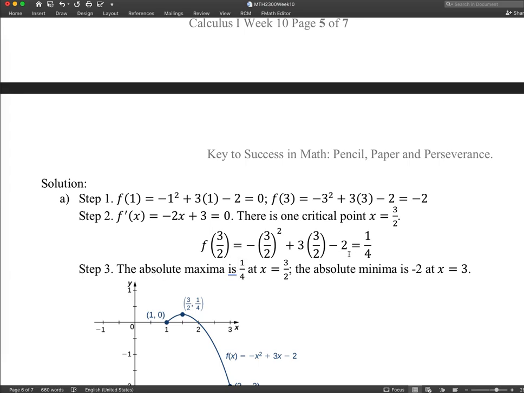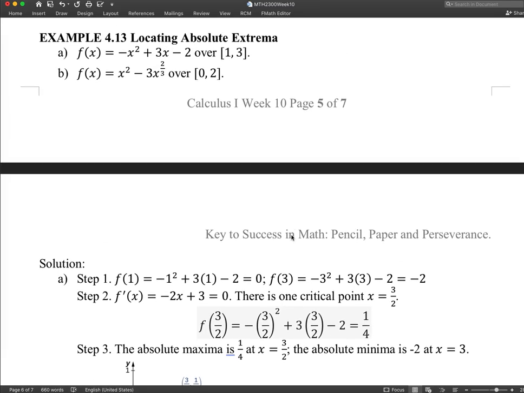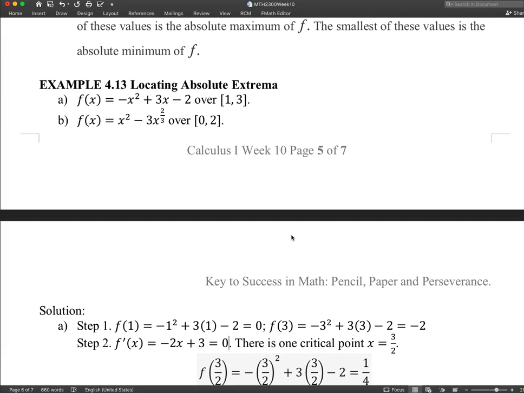And the 1/4 appears at the point x equals 3 over 2. And the -2 is the smallest, which is the absolute minimum. And it occurs at x equals 3. F of 3, that's -2. So those are the absolute maximum and absolute minimum.